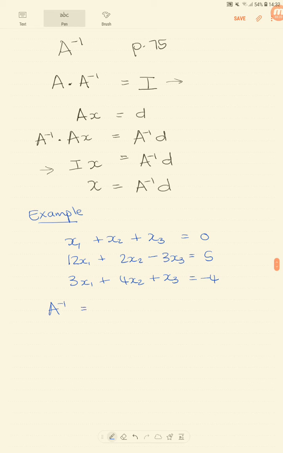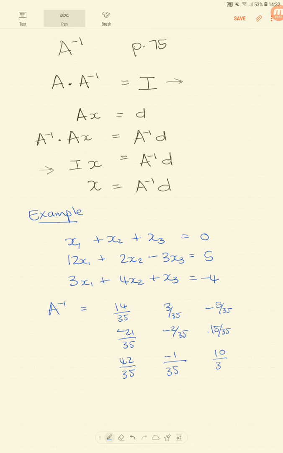And I give you the inverse of matrix A, which will be 14 over 35, minus 21 over 35, 42 over 35, 3 over 35, minus 2 over 35, and minus 1 over 35, minus 5 over 35, 15 over 35, and 10 over 35.